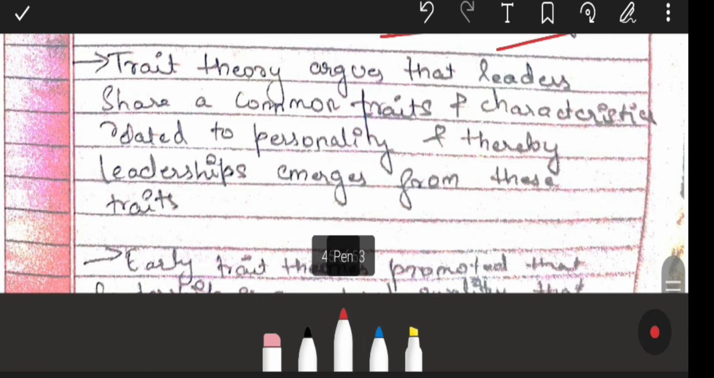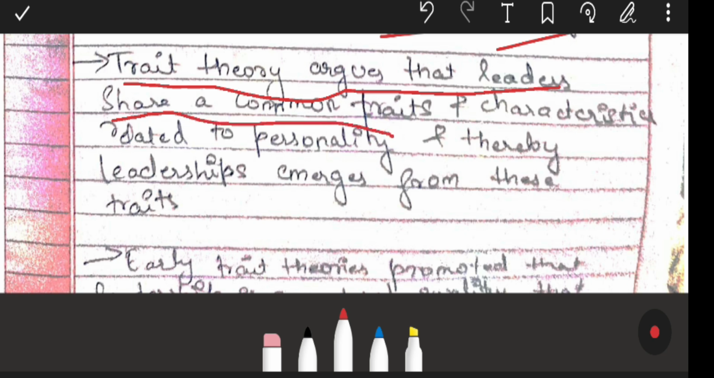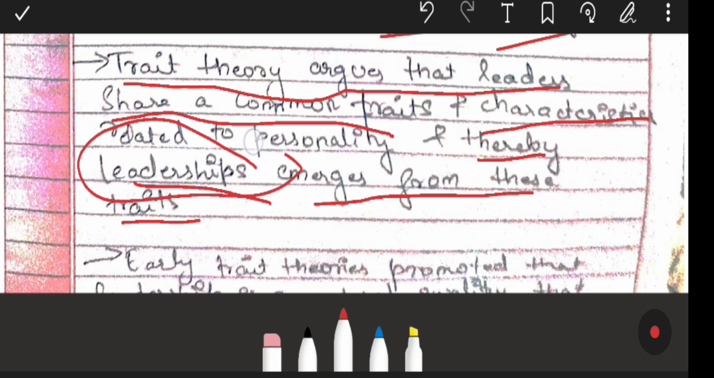The trait theory argues that leaders share common traits. It tells that all the leaders have common traits and characteristics in an organization, and thereby leadership emerges from these traits. With the help of these traits and characteristics, leadership is created.